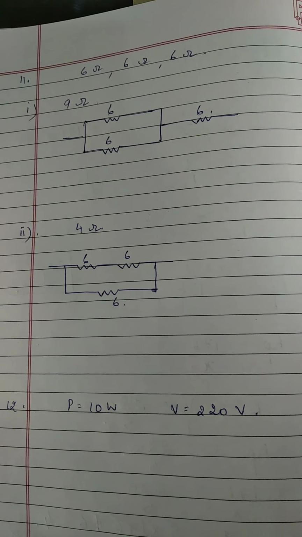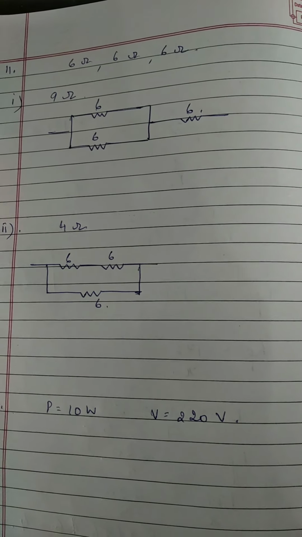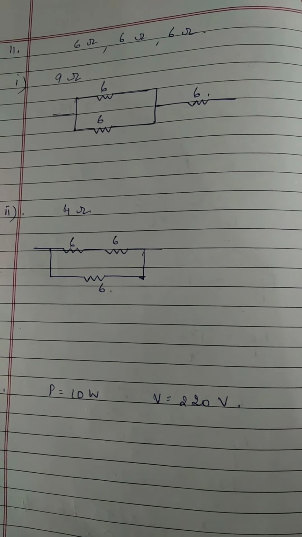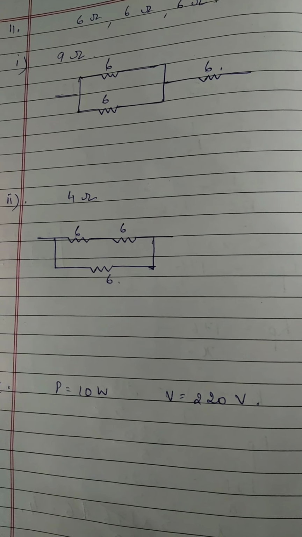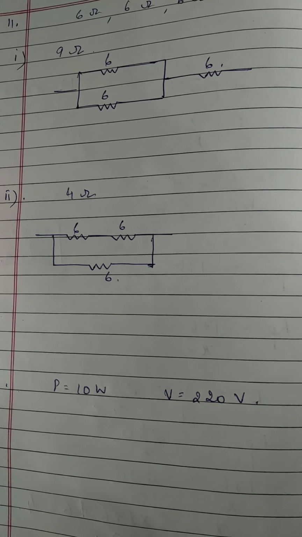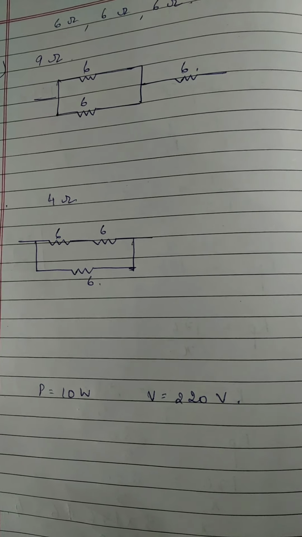We continue with question number 11 of the back exercise, page number 221. Question number 11: show how would you connect three resistors, each of resistance 6 ohm, so that the combination has a resistance of 9 ohm.